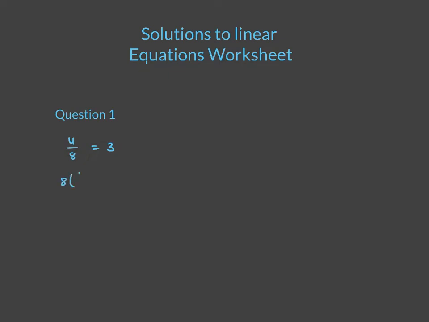The next part, so u over 8 is equal to 3. So we can again multiply, to get rid of dividing by 8, by timesing by 8, multiply by 8 on both sides. So therefore u is equal to 24.